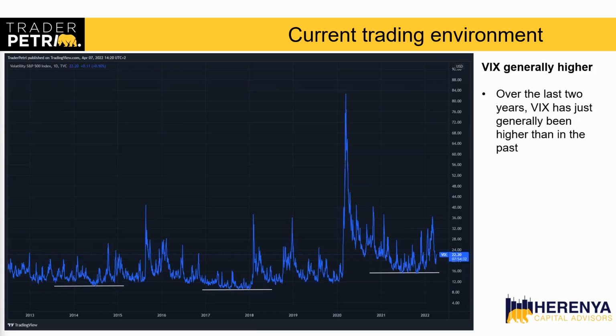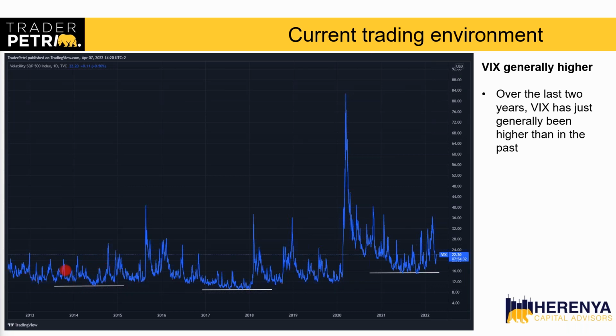All right, let's look at volatility, right? What I've shown here is a long period of time, starting at 2013. This is just the VIX index, the S&P 500 volatility index. And we can see that it would range between this 12 to 24, or 12 to 20 region.